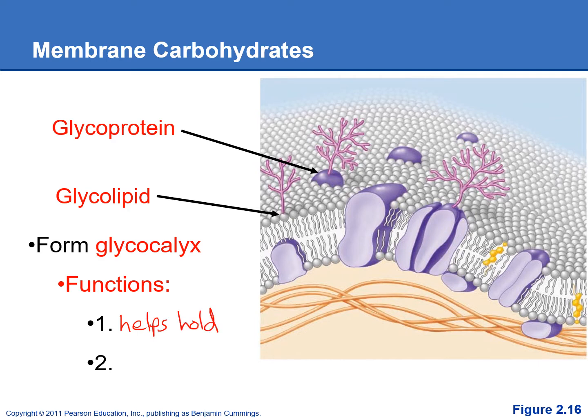So it acts like a glue. Because if you get sugar wet, it gets sticky, doesn't it? Our body has a lot of water in it, and so it helps hold the cells together because it's kind of sticky. And then the other thing that the glycocalyx will do is it acts as an ID tag on the cells. So it helps the cells recognize each other and know what kind of cell it is.